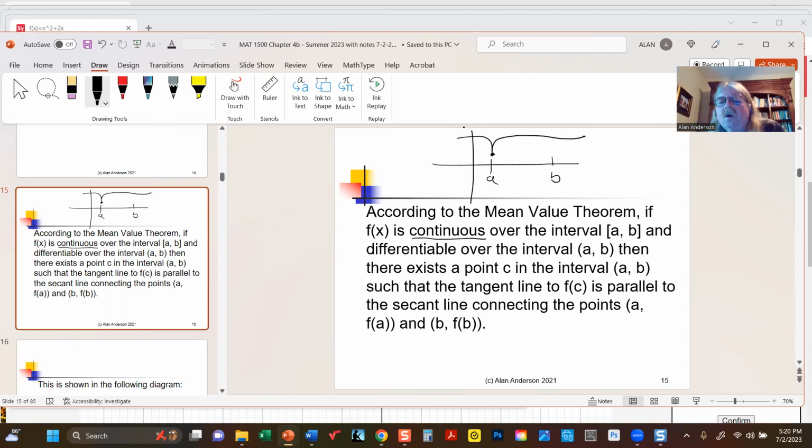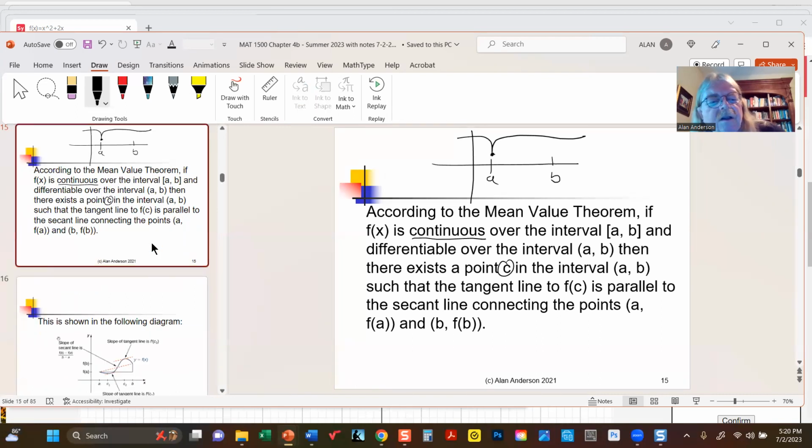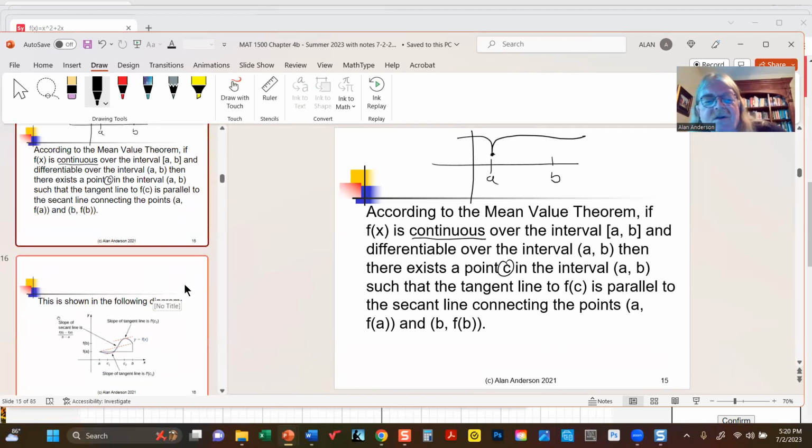But what we're saying here is that given these conditions, there's going to be a point in there somewhere where the tangent line at that point is parallel to the secant line that connects the two points A and B. We're going to need to look at a graph to see what this means. Don't worry, it'll make sense when you see this graph.